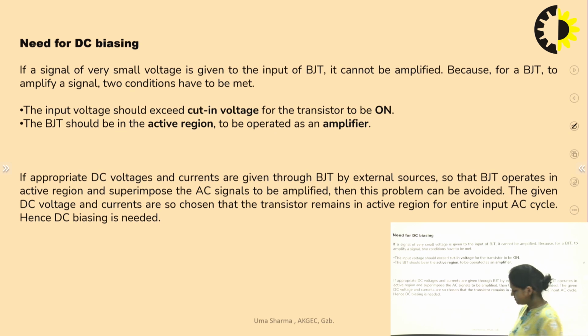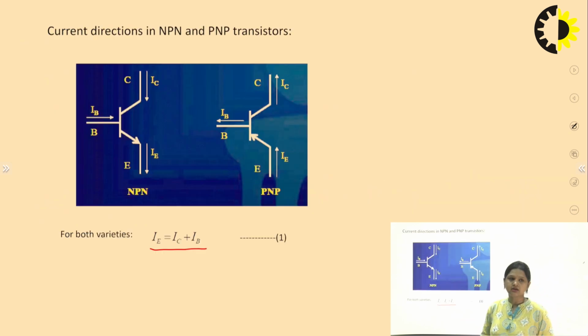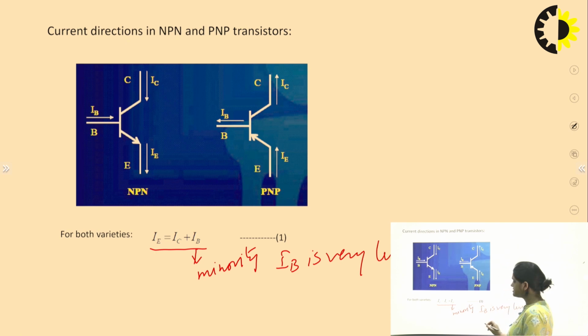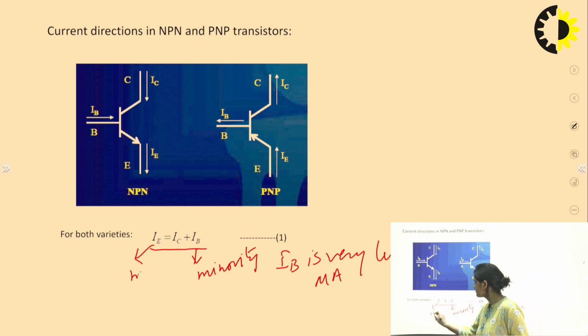So just a second, in this slide IE is the incoming current and IC is the output current, and this base current is due to the minority carriers. Generally the value of IB is very less, that is in the range of microamperes, whereas IE and IC are in the range of milliamperes.